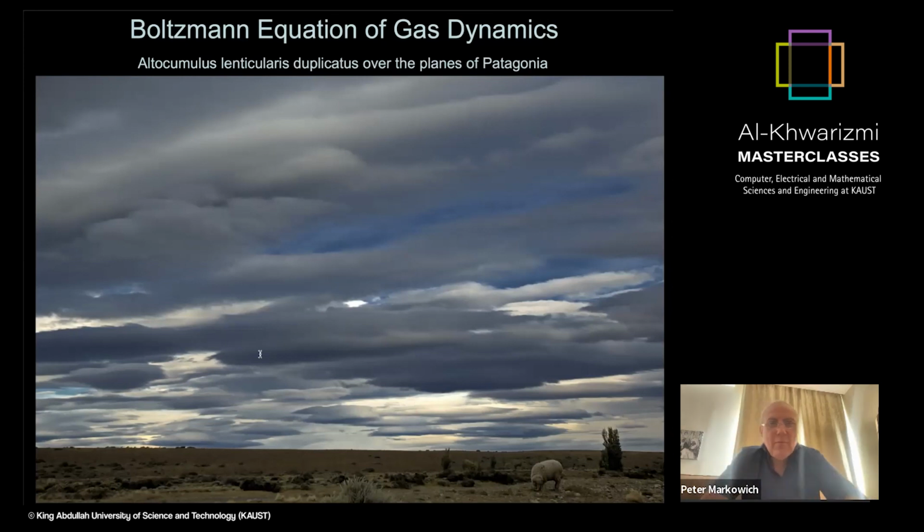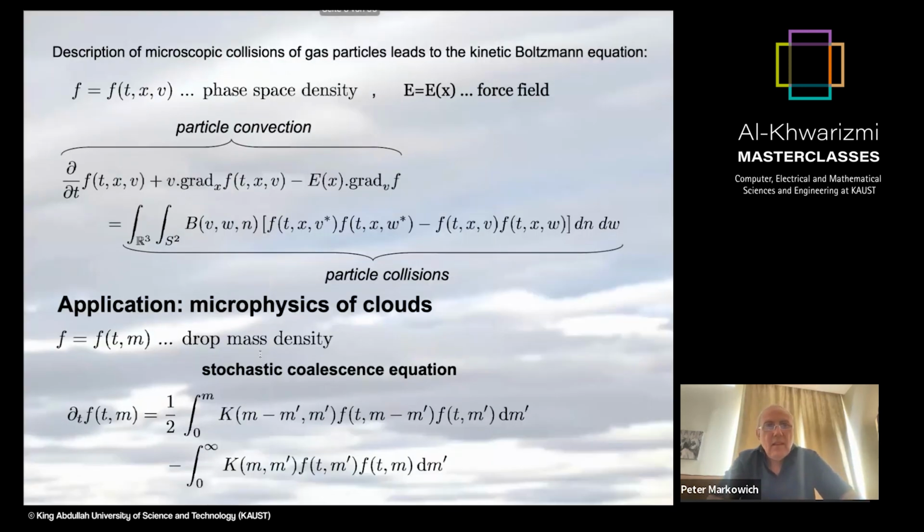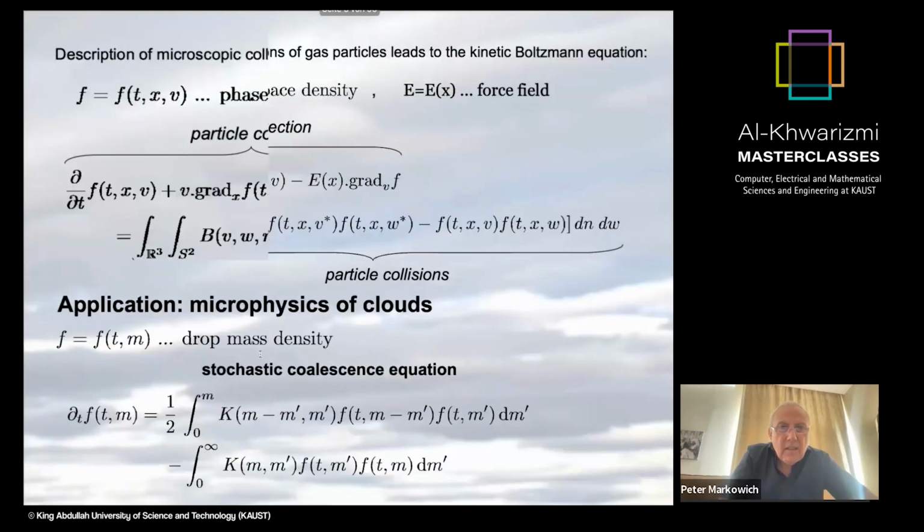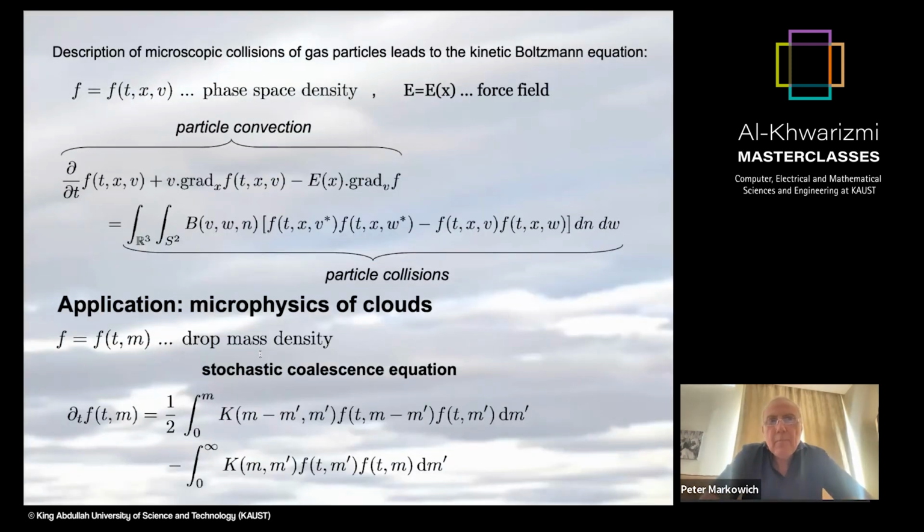The cloud system here has a name, which you can find here. Well, it's something that you see quite often, but I'm not sure whether you have asked yourself what are the equations? What's the mathematics behind that? How can you model cloud formation? And here is a way of going about it, that is through the Boltzmann equation.